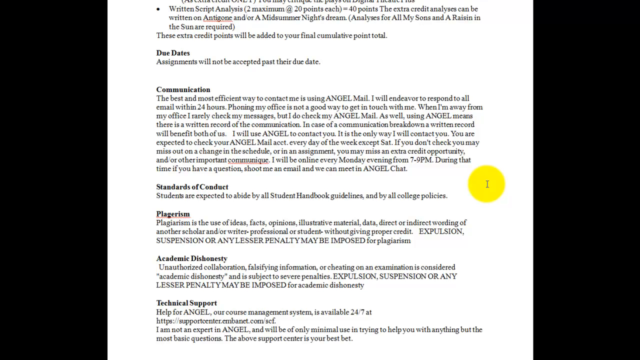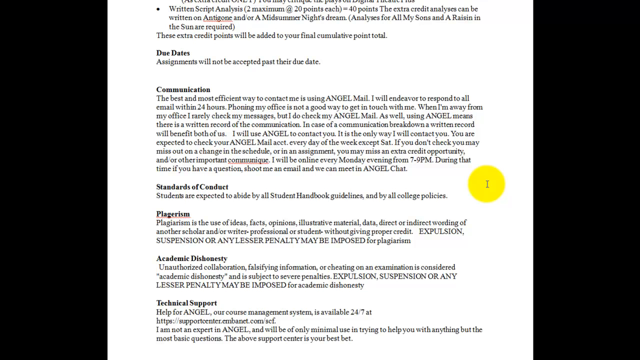I will use Angel to contact you. It is the only way I will contact you. You are expected to check your Angel Mail account every day of the week except for Saturday. If you don't check it, you may miss out on a change in the schedule or in an assignment. You may miss out on an extra credit opportunity or some other important communique.